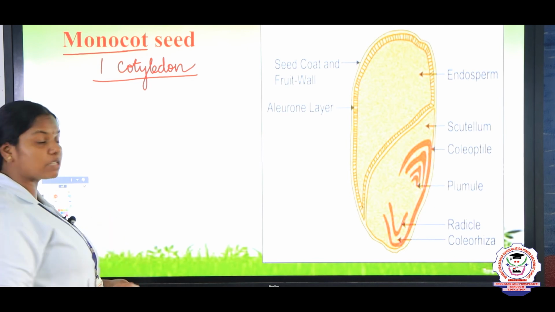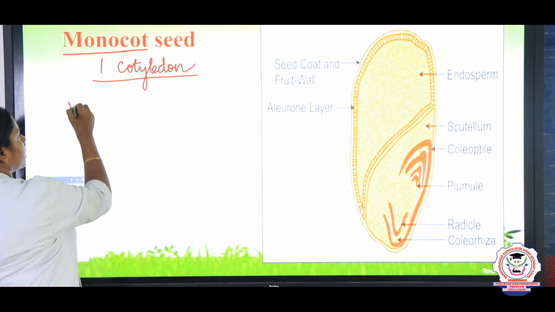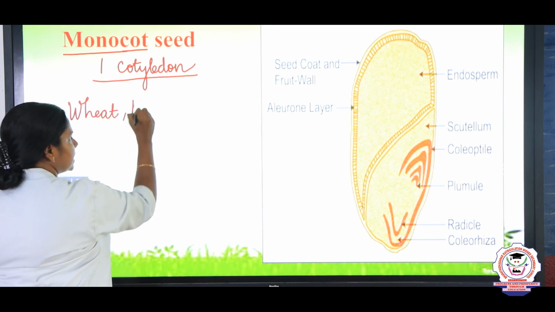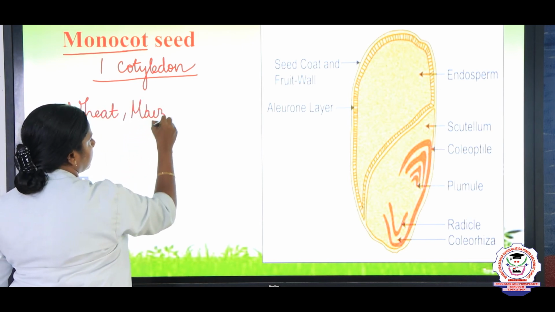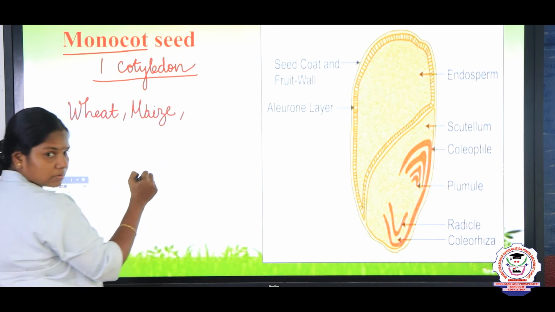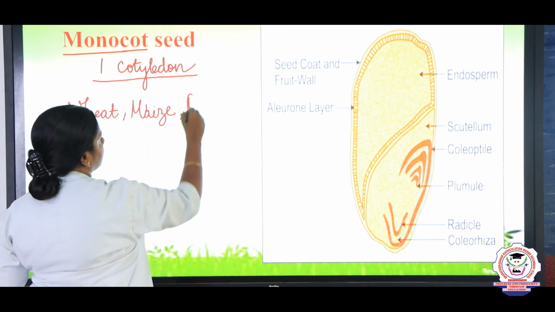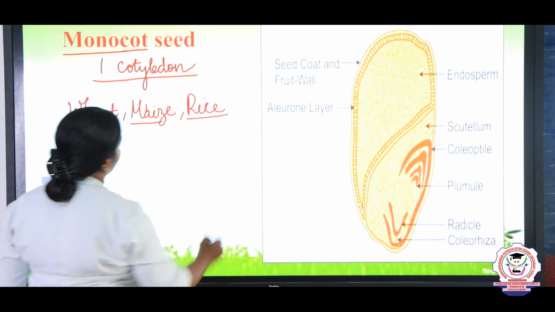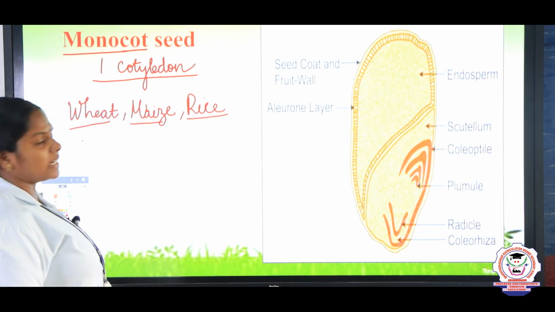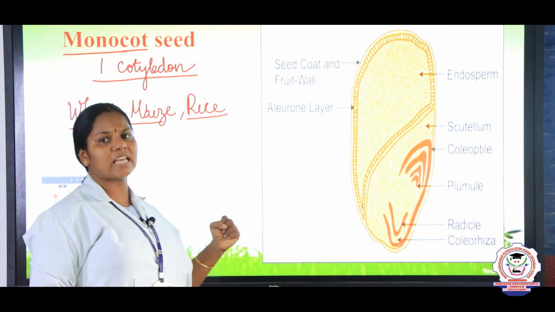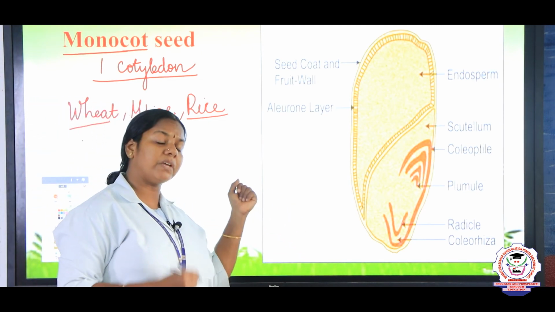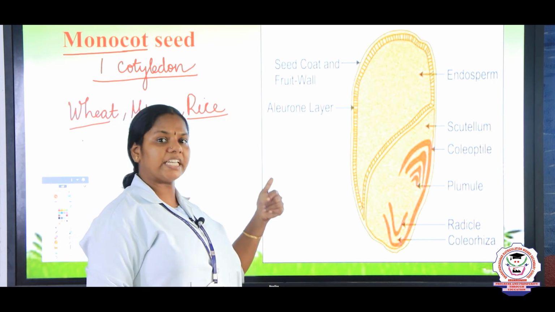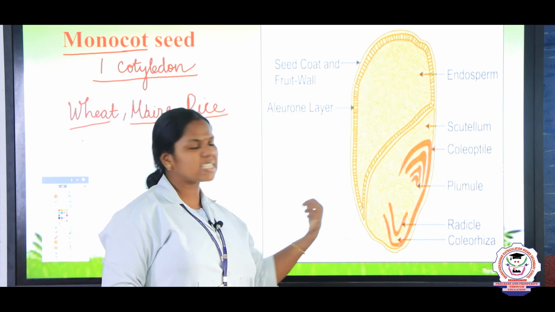Can you give some examples of monocots? Yes, very good. Wheat, maize, then rice. Yes, so these are all examples of monocot plants, right. And here the main difference is that they will ask you to compare and contrast between the monocot and the dicot. There it is kidney shaped, right, and mostly these seeds are triangular.